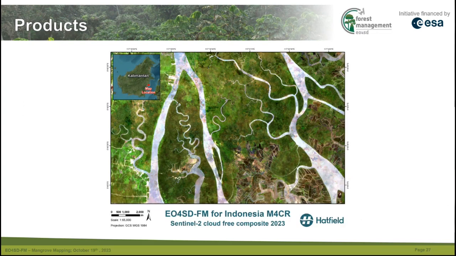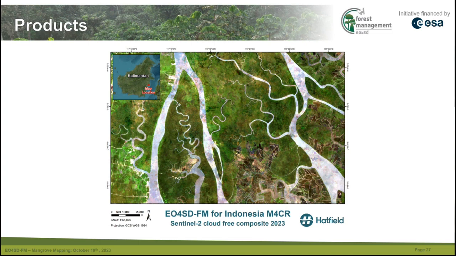So here's an example of a Sentinel-2 cloud-free composite for part of Indonesia. This is a part of the Mahakam Delta. So you can see it's quite a complex landscape. This is a famous delta in Indonesia with mangrove that has been affected by aquaculture. You can see the aquaculture in the bottom right. You can see areas of, the green colors indicate mangrove, but there's also some non-mangrove terrestrial forest in this area, and there are actually some plantations.